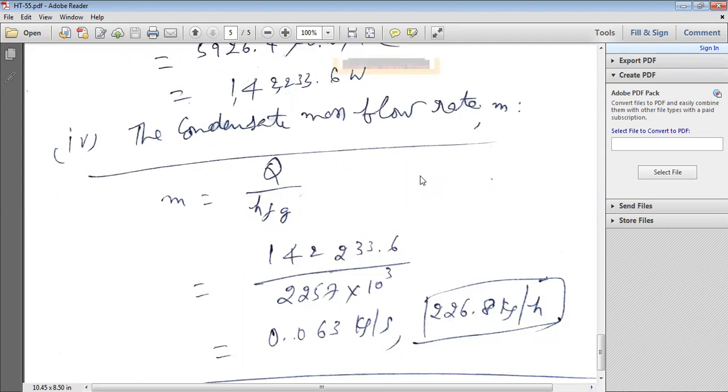So condensate mass flow rate, like that you can calculate. With this I am closing the 5th unit. One more unit is left, that is radiation. That we can also take if you all are interested.